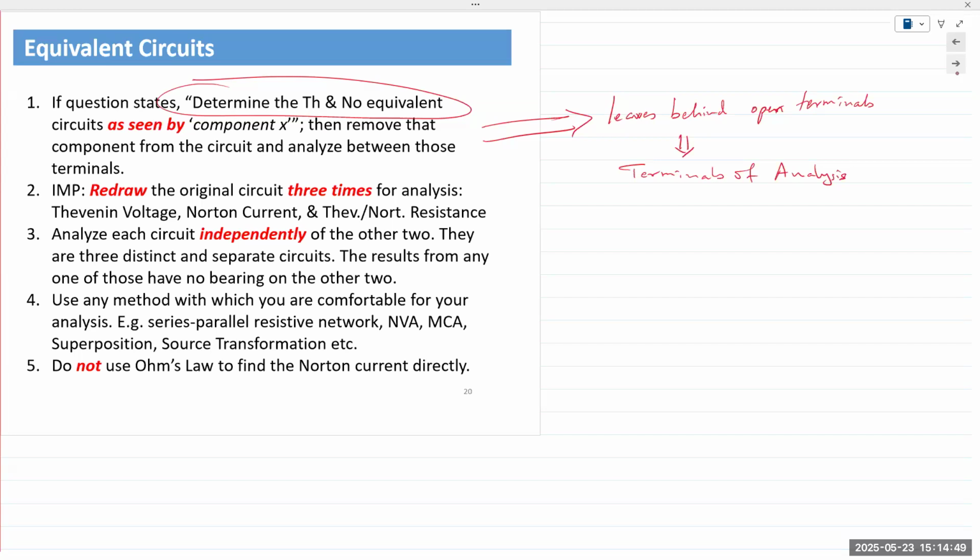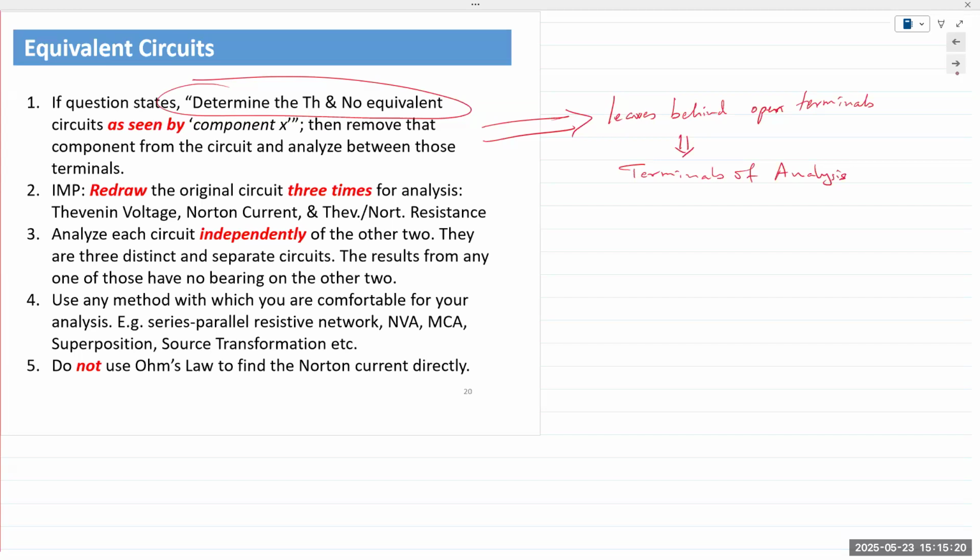Now, oftentimes, if you're reading a textbook and this topic is being introduced for the first time, then the example problems will simply have terminals like A, B, X, Y, and would simply state, oh, find the Thevenin circuit between A and B. Okay, then you don't have to do anything. You simply begin analysis as it is, right? But if it says determine it from the perspective of a particular component, then you remove that component from your analysis.